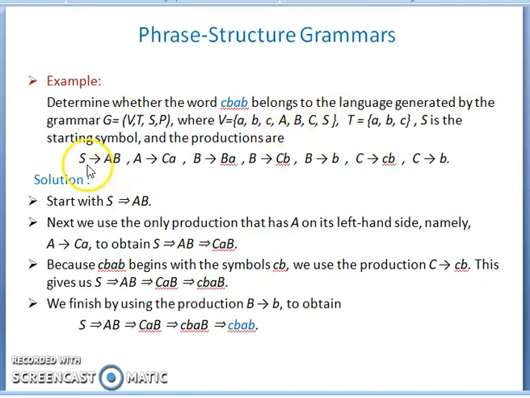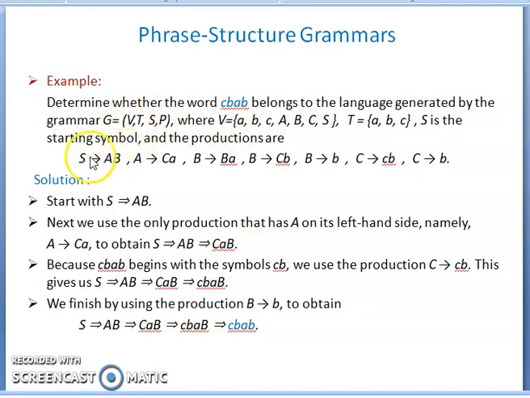And the productions are S implies AB, capital A implies CA, capital B implies capital BA, capital B implies capital C and small b, and capital B implies small b, capital C implies small cb, and capital C implies capital B. So here we need to determine whether this particular string or word belongs to the language specified by this particular phase structure grammar.